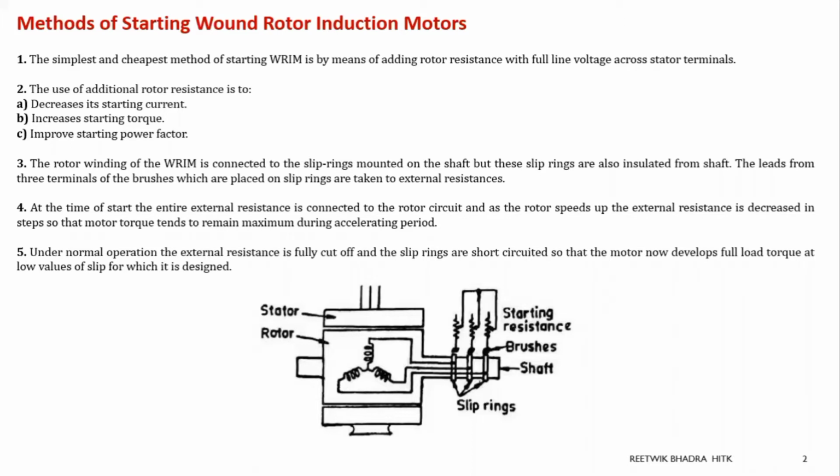Now why were we going for those methods in the previous cases, adding an auto transformer with the supply or adding a reactor with the supply? Because there is no provision for controlling the rotor resistance. The rotor resistance was fixed over there. So that's why we were going for those methods in which we were controlling the supply voltage itself, and thereby the torque and current were getting controlled. But in a wound rotor induction motor, we have a provision of adding external resistances.